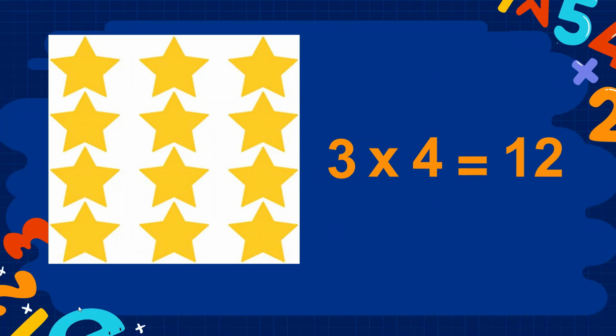Now let us check if it's correct. Now let us count individually, okay? We have 1, 2, 3, 4, 5, 6, 7, 8, 9, 10, 11, 12. So 3 times 4 equals 12.